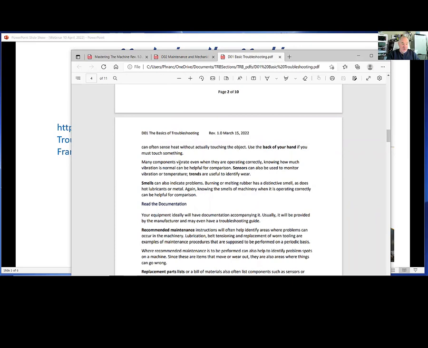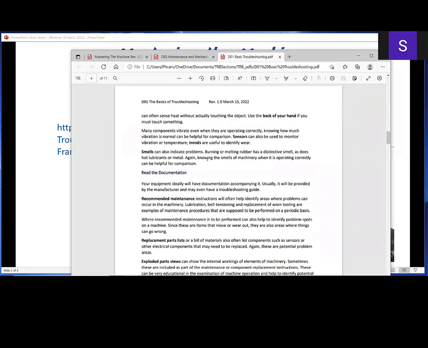So many components I mentioned here vibrate even when they're operating correctly. So knowing how much vibration is normal can be helpful. And again, there are electronic methods of monitoring vibration. You can pay people a whole lot of money to do vibration monitoring. We had Phil Scruggs on here a few months ago, and of course he talked about his very high frequency analysis, using transforms and things like that, probably fast Fourier transforms, to analyze vibration. It's not always necessary to go that far. That's an expensive thing to do. So vibration monitoring, again, can be pretty expensive.